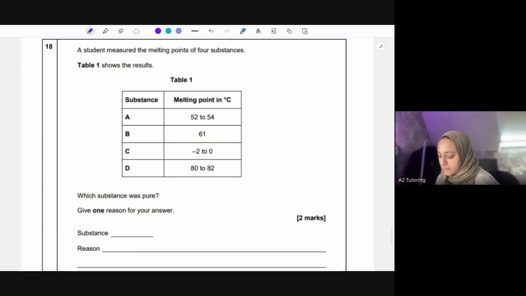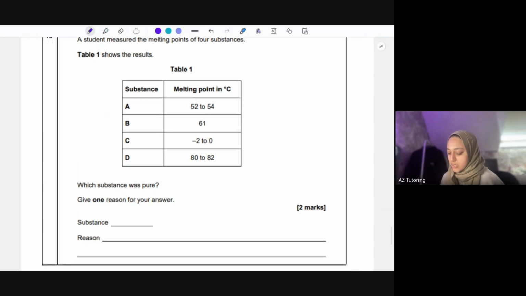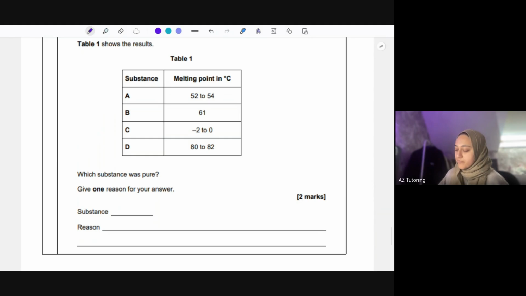Question 18. A student measured the melting points of 4 substances. Which substance was pure? We can see these 3 all have ranges. Pure substances, we know the exact melting point, so it's B. And the reason is because it has a specific melting point.